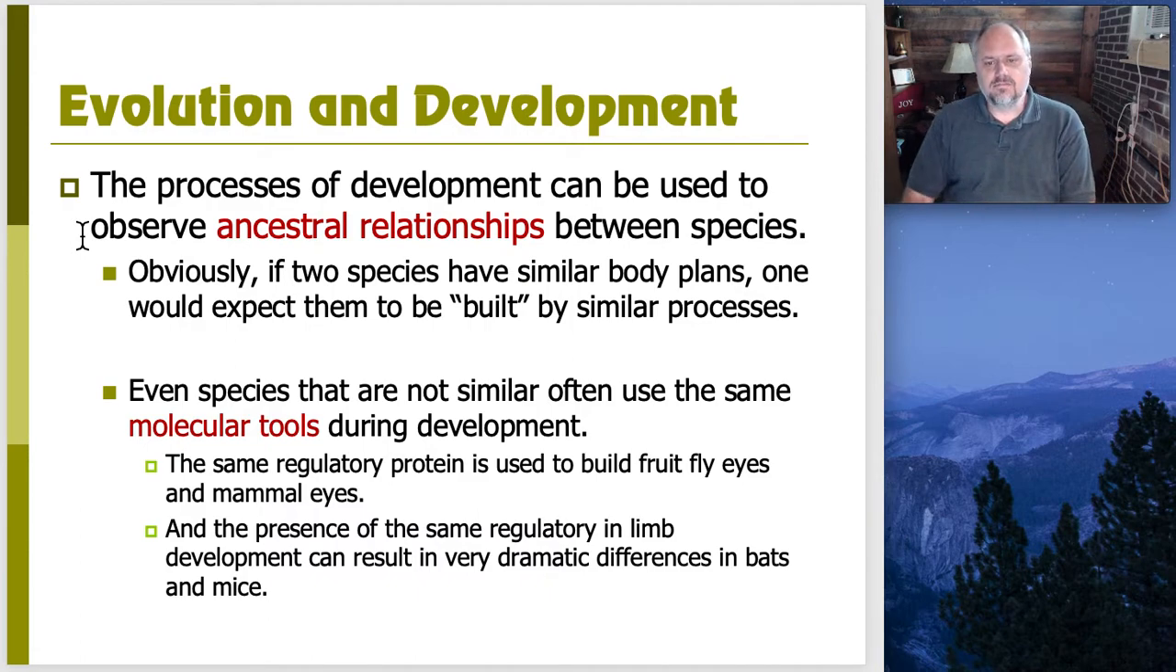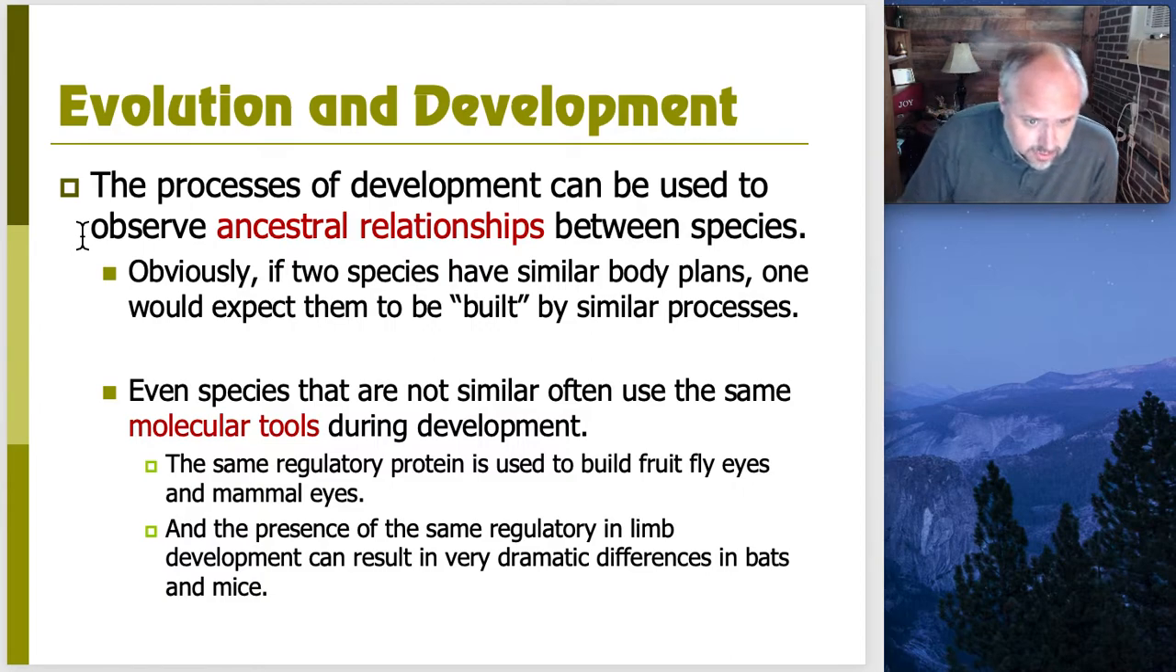So I guess the easiest way to think about this is if two species have a similar body plan, then you'd expect them to be built by a similar process. So obviously lions and tigers, because they look so similar, it wouldn't surprise you that the way in which they go about being built is going to take place by similar processes. And if you go a little bit further out from that, because lions and humans are mammals, you would expect a lot of the processes by which the two of those species are built would be very similar.